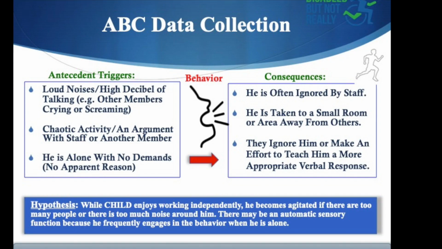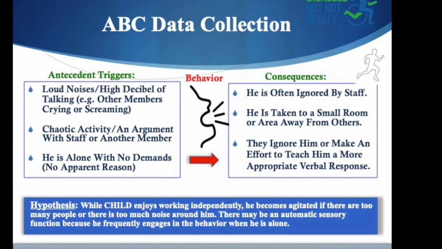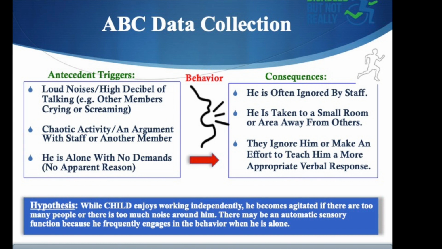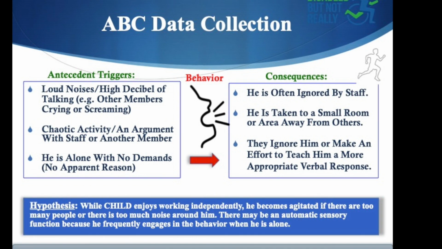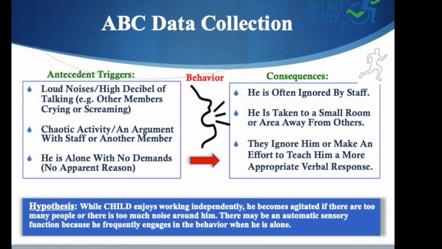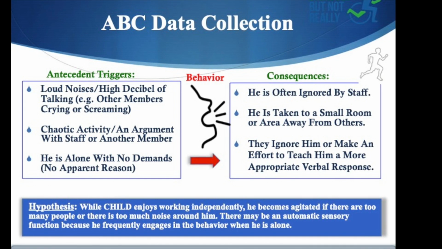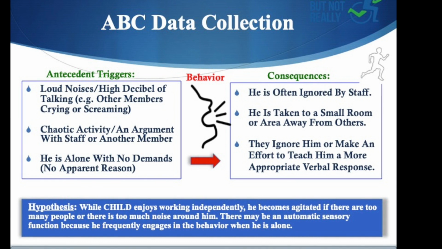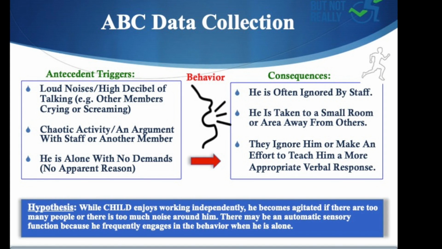Okay, let's get started. In our scenario, let's say we're working with a gentleman in his 30s, and his trigger for problem behavior, what we call an antecedent in the environment, is loud noises. When other people are talking loudly, or let's say they're screaming or crying in his program, these are triggers for him and he yells out at a high decibel.